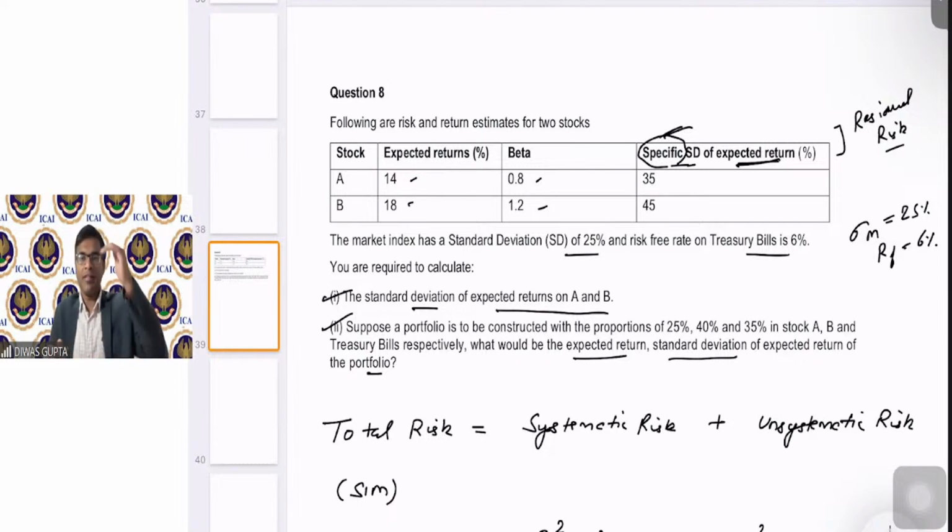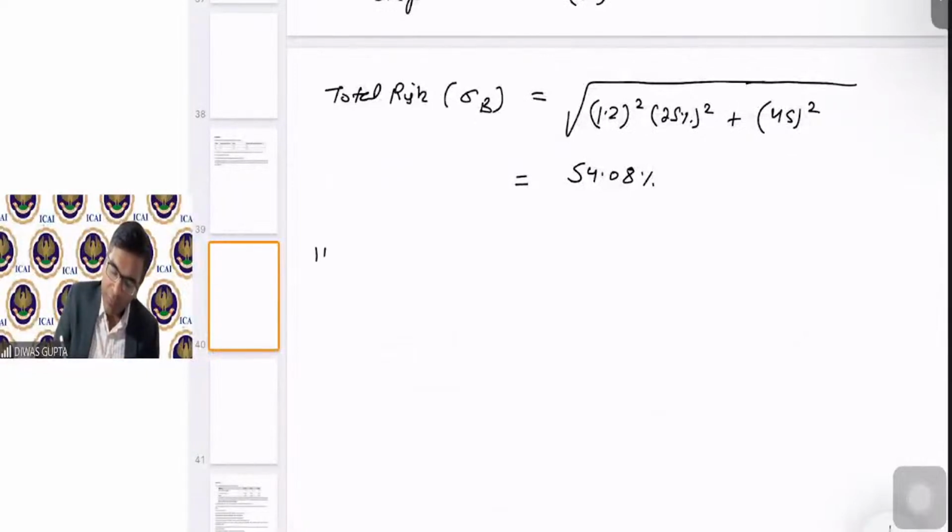Now they have asked us to first of all calculate the individual security returns. Sorry, the risk return is given. They have asked us to calculate the individual security risks. Now they are telling us to form a portfolio, and for that portfolio, what will be the return and risk? So let's first form the portfolio.